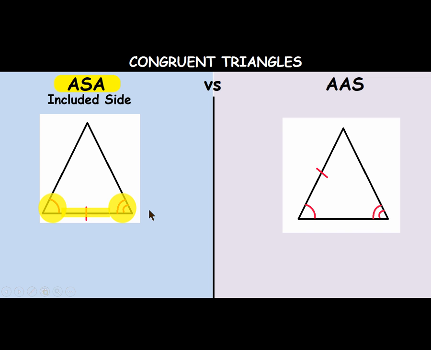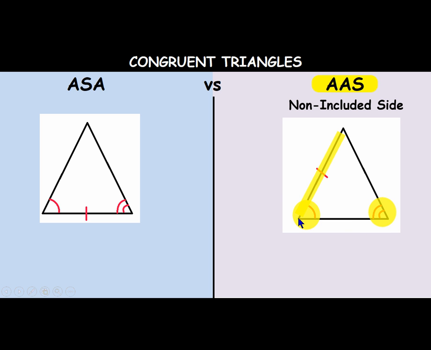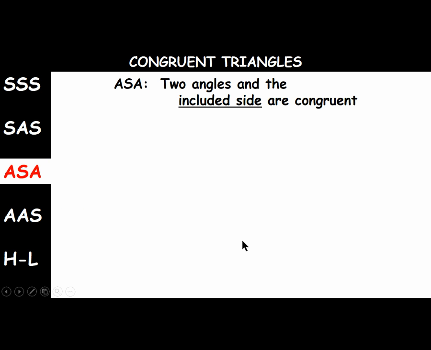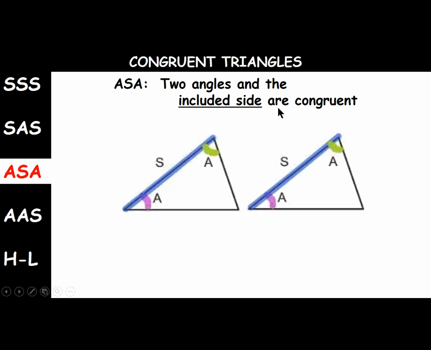That's angle, side, angle. Versus the other one, when we have angle, angle, side, it's the non-included side. In this case, we have 2 congruent angles and another side, not the one that's between them. That is the only difference between these 2, whether the side is between the angles or it's not. It's the included side or the non-included side. So, angle, side, angle. We have 2 angles and the included side congruent. This is angle, side, angle.